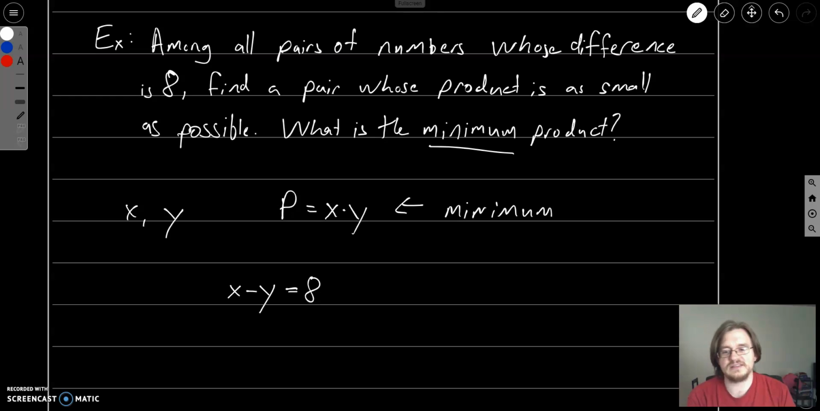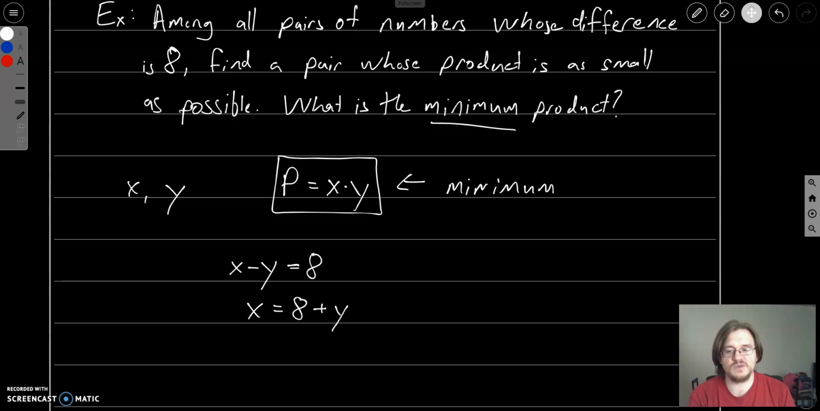So what this means is that I can solve this for, let's say, x. If I add y to both sides, I will get x is going to be equal to 8 plus y. So I have this piece of information. This is the product, and this is what I am trying to minimize. I also know that the difference of x and y is going to be 8. So x is going to be 8 more than y.